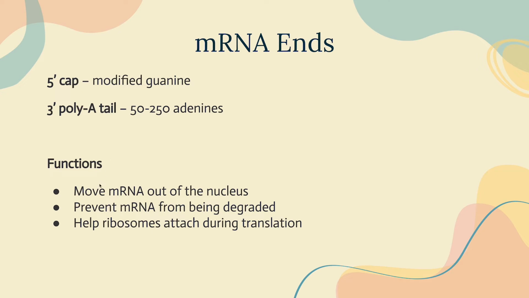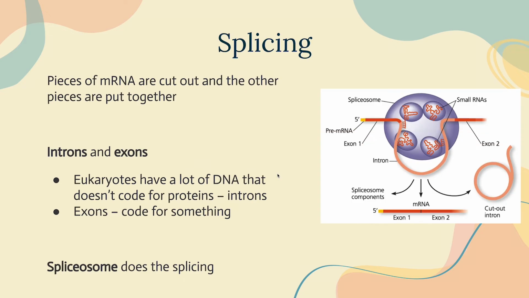The functions are to move the mRNA out of the nucleus, to kind of guide it, and to prevent the mRNA from being degraded. The poly A tail does a lot of that work, because the adenines essentially are a buffer from the nucleases in your cell that want to just chomp it up, because there's a chance that it thinks it's foreign RNA. It also helps the ribosomes attach during translation.